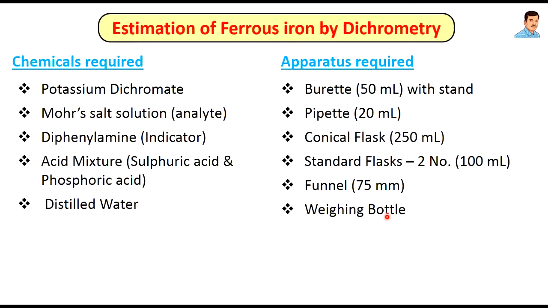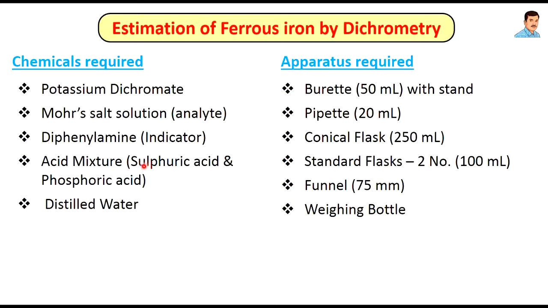The chemicals required for this experiment are potassium dichromate solution, which is the oxidizing agent, as we are using the technique dichrometry. Then the next solution is the sample solution, the Mohr's salt solution, which is the analyte. Then we use the indicator diphenylamine. Then we use the acid mixture. Actually, we are not using only sulfuric acid.